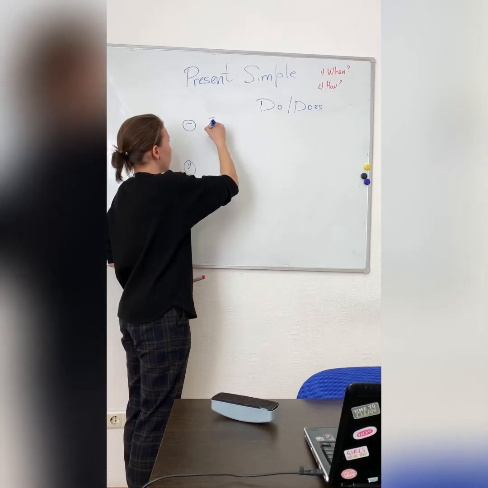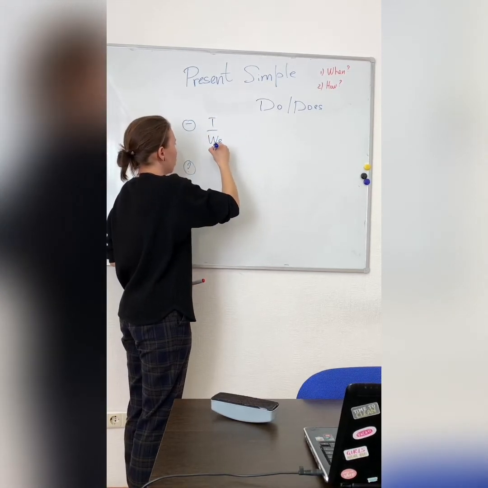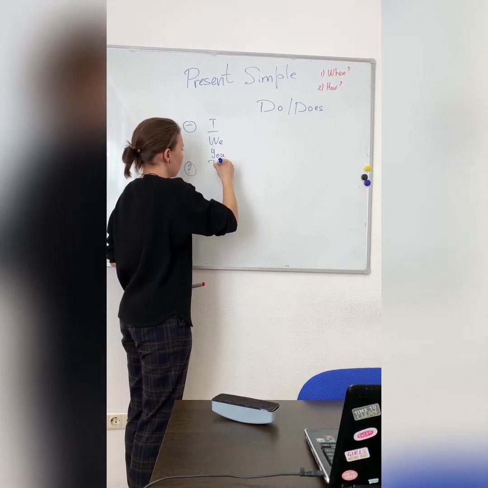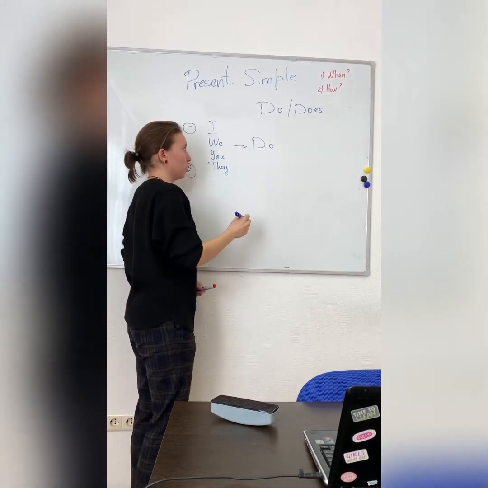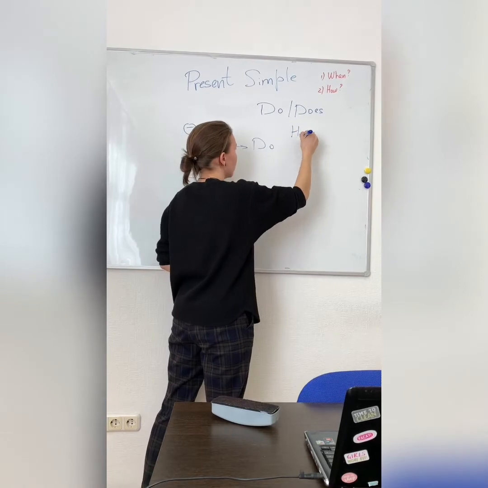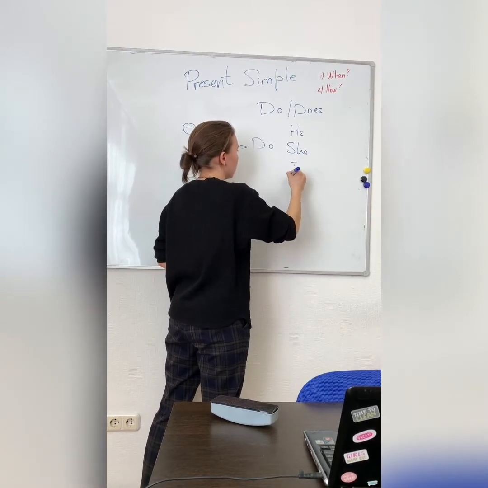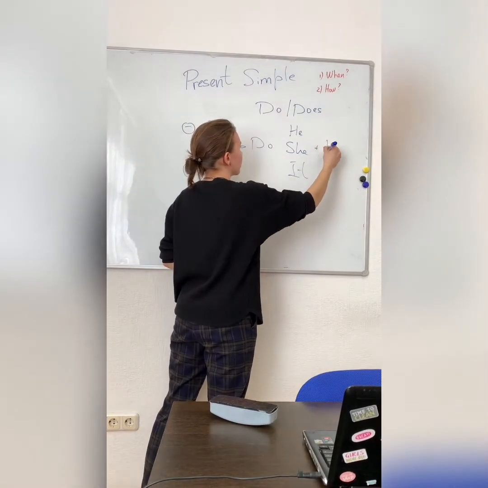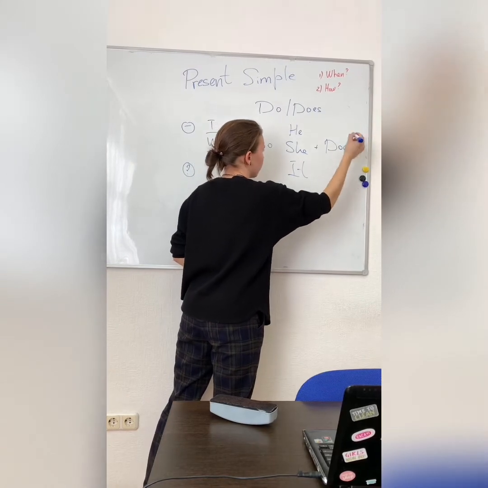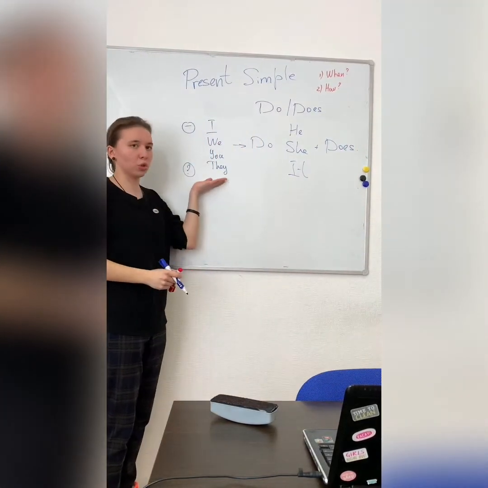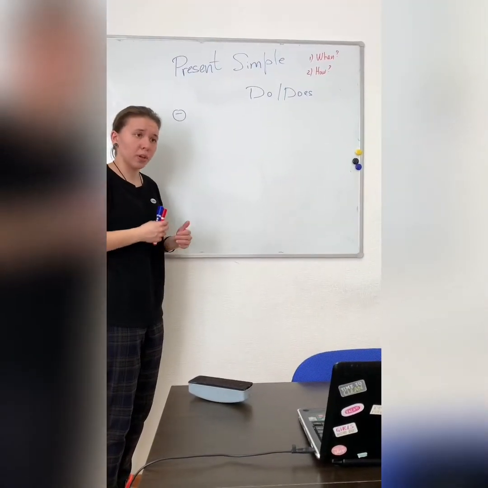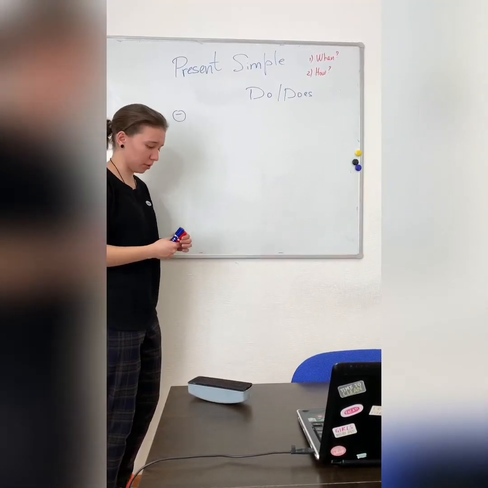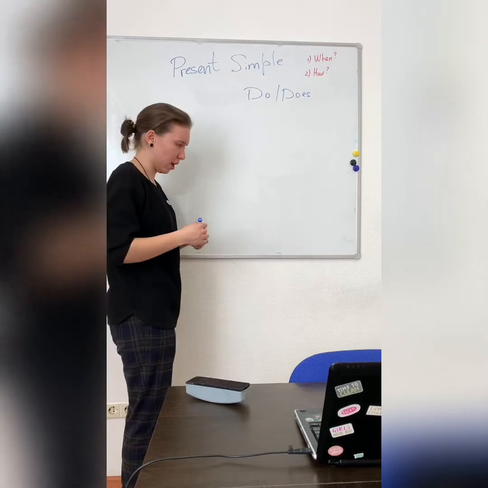Let's go further. Do is for I, we, you, they, and he, she, it goes with does. That's what you have to remember. Now let's go into a structure and some examples. Structure is absolutely the same.